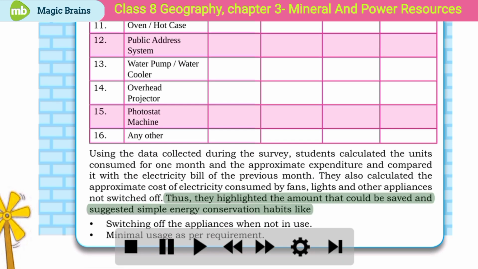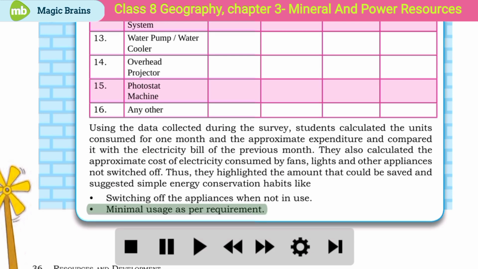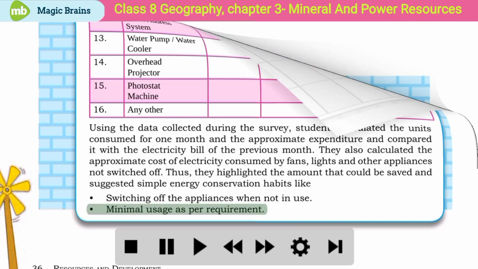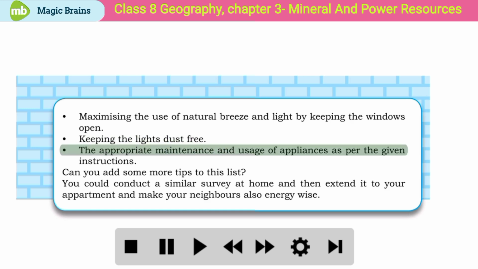Thus, they highlighted the amount that could be saved and suggested simple energy conservation habits like: Number 1. Switching off the appliances when not in use. Number 2. Minimal usage as per requirement. Page number 37. Number 3. Maximizing the use of natural breeze and light by keeping the windows open. Number 4. Keeping the lights dust-free. Number 5. The appropriate maintenance and usage of appliances as per the given instructions.